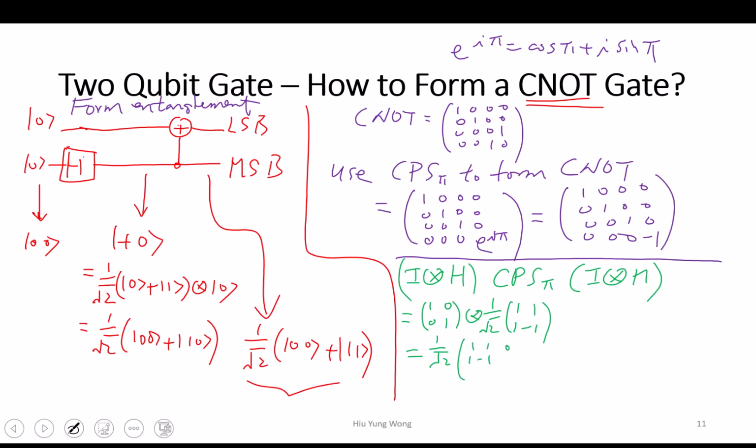Thank you. Just copy, right? You need to make sure you know this, otherwise you will fail the exam. Not exactly the same thing, right? How to do tensor product. Okay? And then times the control phase shift gate.